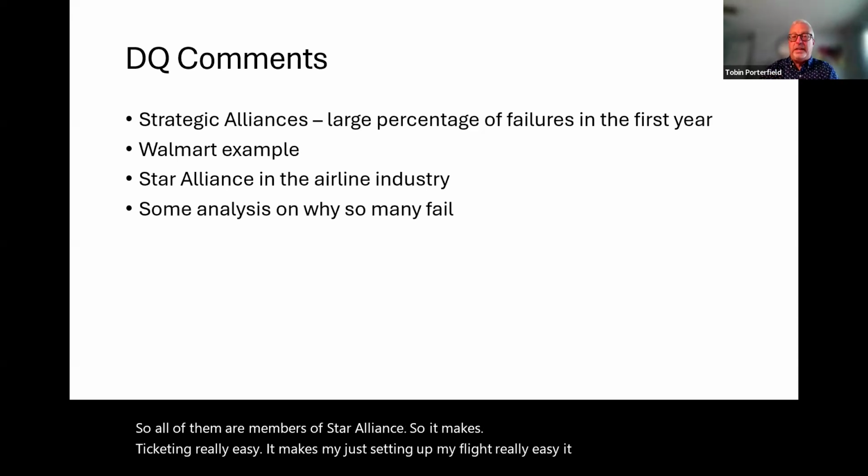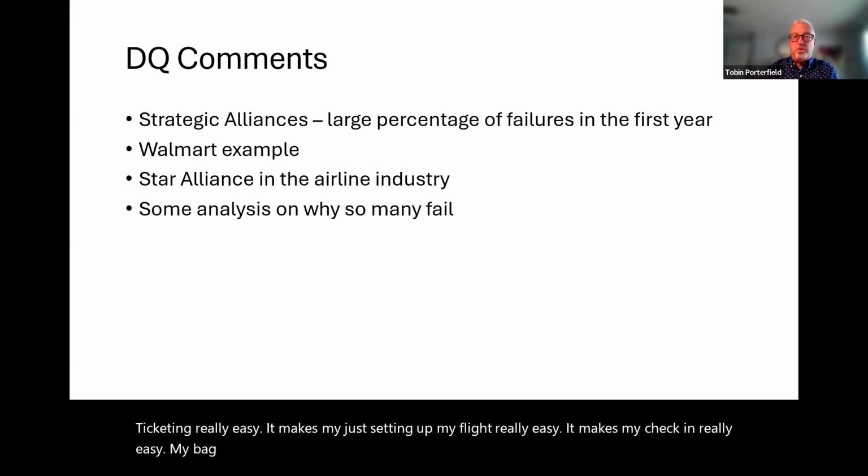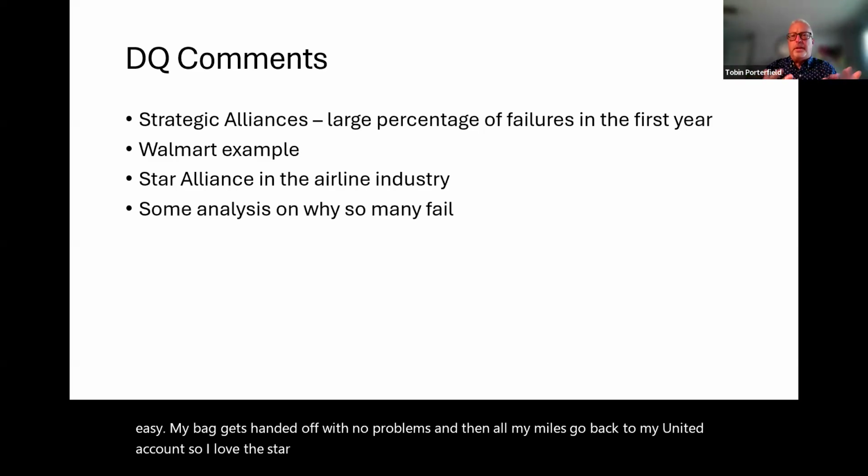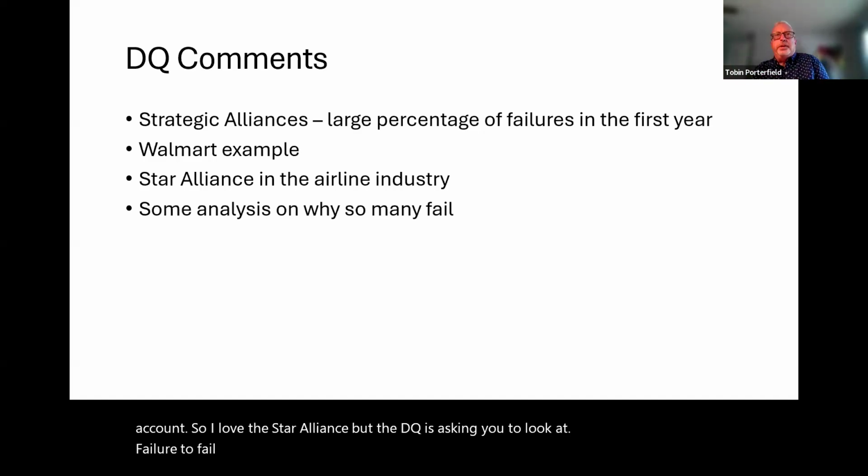It makes my check-in really easy. My bag gets handed off with no problems. And then all my miles go back to my United account. So I love the Star Alliance. But the DQ is asking you to look at fail examples. So here's the big one.